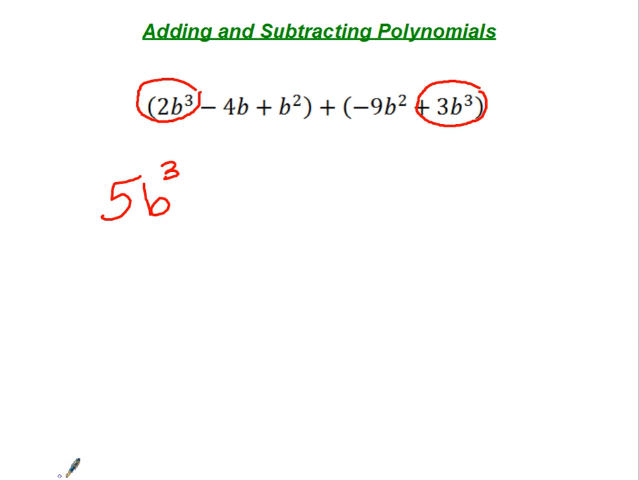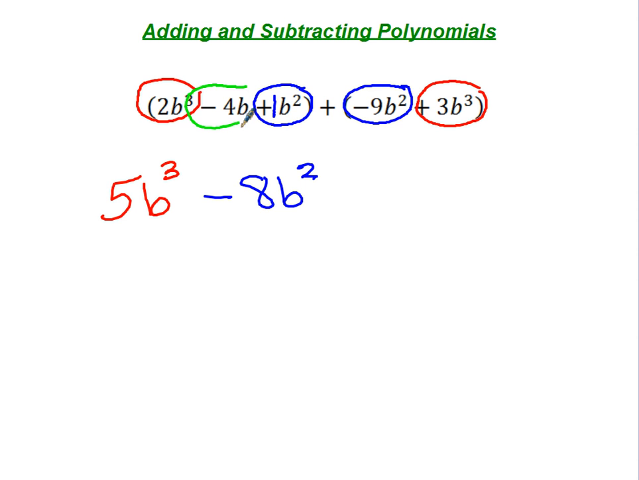Your next set of like terms are positive b squared and negative 9b squared. So this has a coefficient of 1, so treat it as 1 minus 9 to get you negative 8b squared. And then the only other part of our polynomial that we have left is this subtract 4b, but it has no other term like it in the second polynomial, so you just leave it as subtract 4b. So our final sum is 5b to the third power minus 8b squared minus 4b.